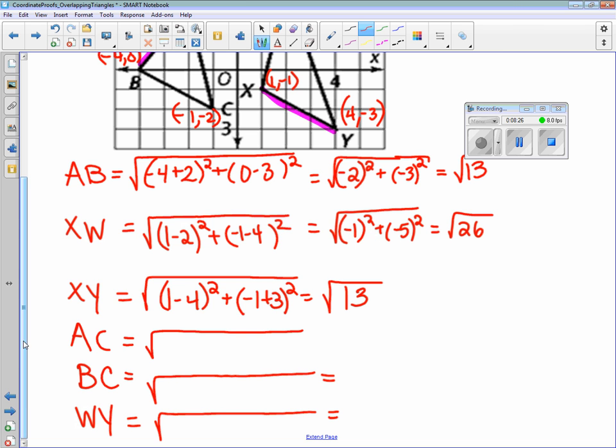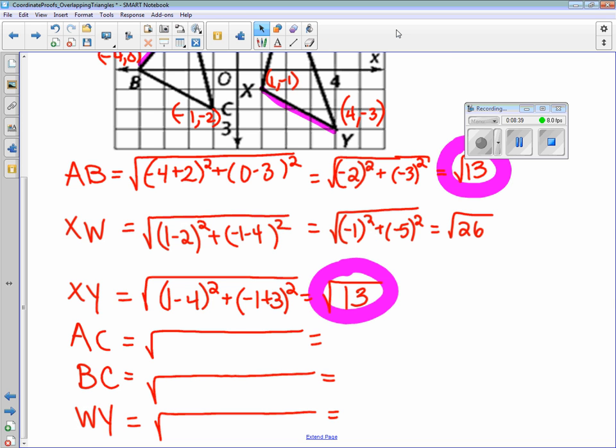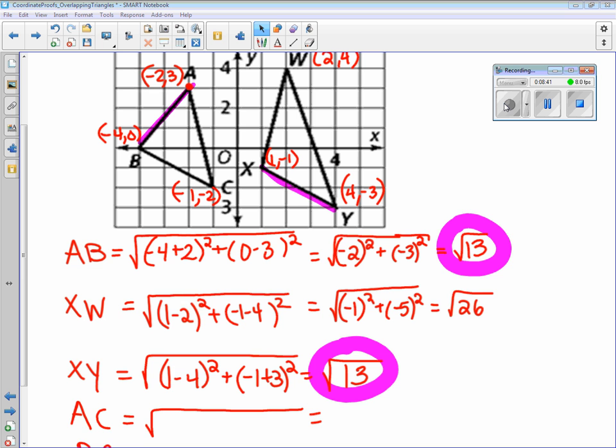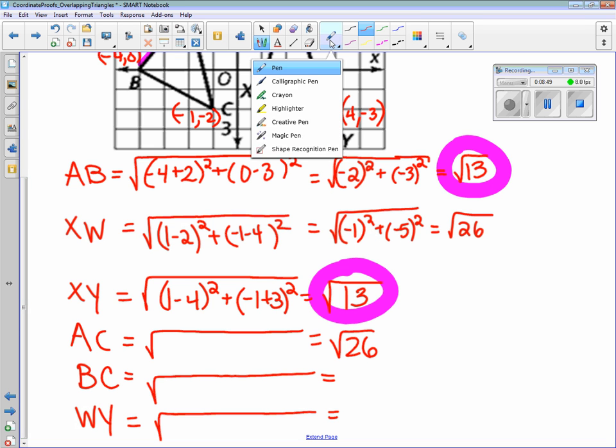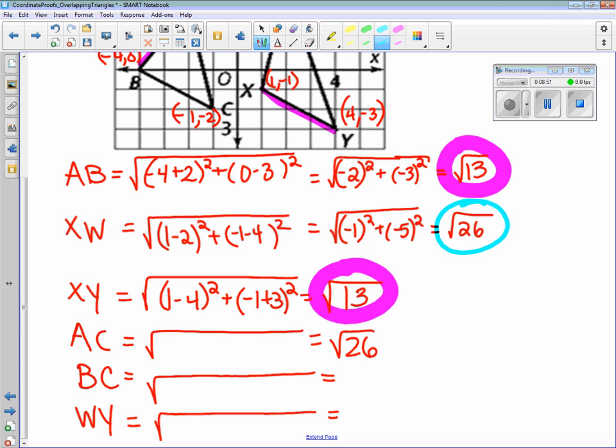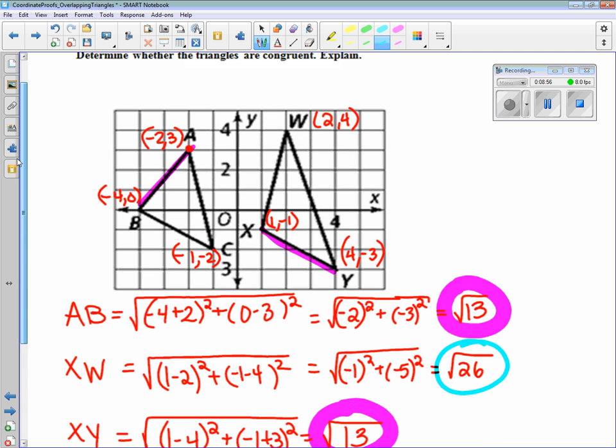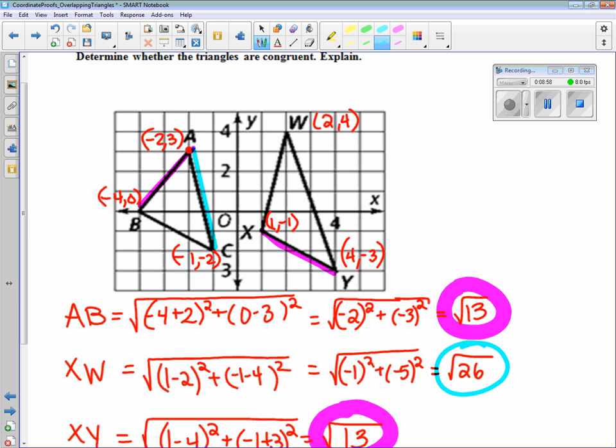And let's see, because I do have a pair that matches. So I got to be careful. Not 26, but the square root of 26, didn't you? So the length of AC is the square root of 26. Uh-oh. What does that mean? We have another pair of congruent sides, don't we? All right? So we have that AC and XW are the same length.